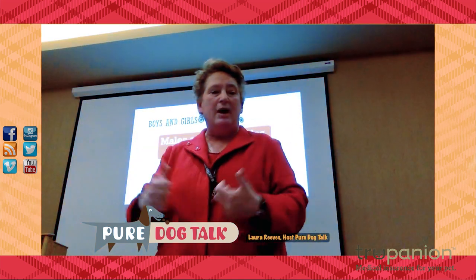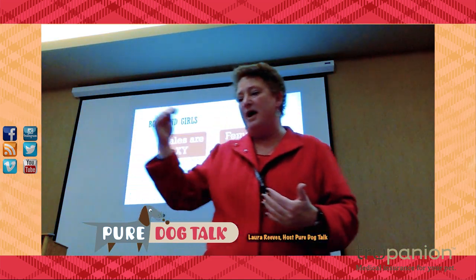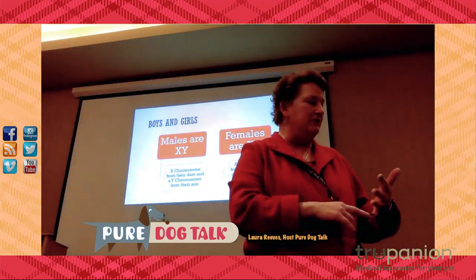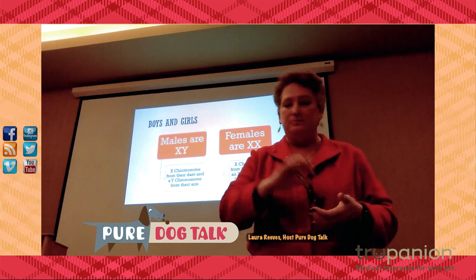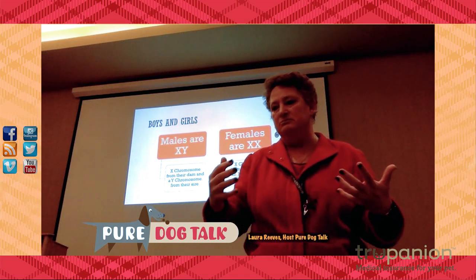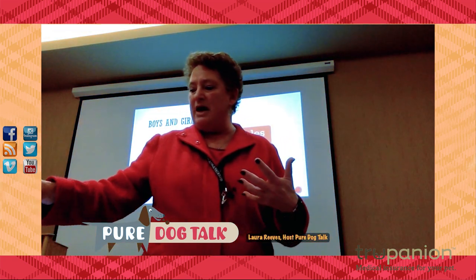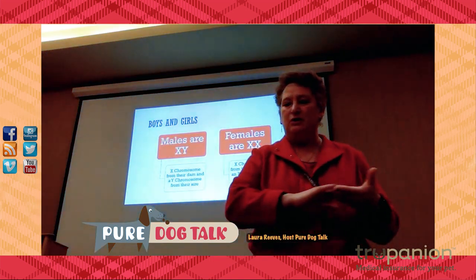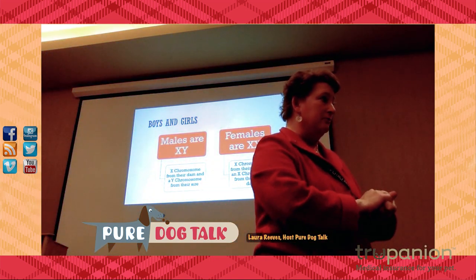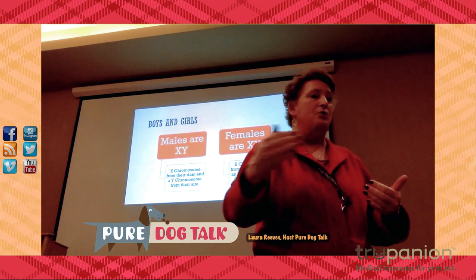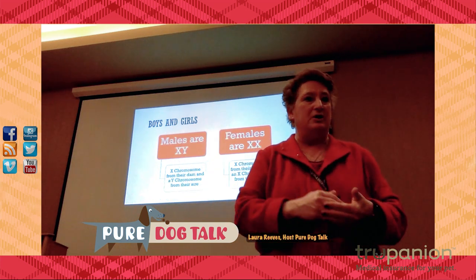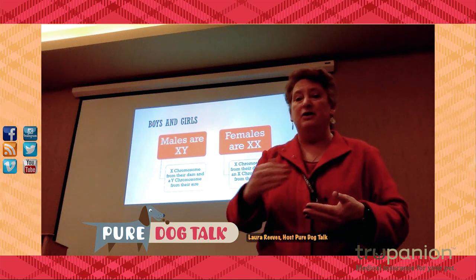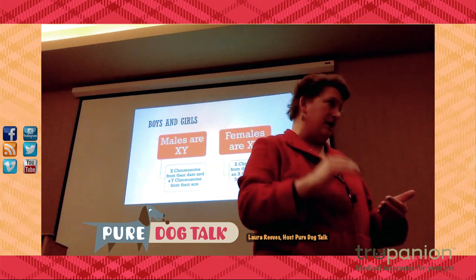But it was so revelatory to me, thinking about what she was talking about, the tail female line and the tail male line. Males are XY in their chromosome. Females are XX, okay? The male can only get their X chromosome from their dam. It's the only place they can get it. And the Y is what makes them male. Females are getting an X chromosome from their dam, and also from their sire's dam.